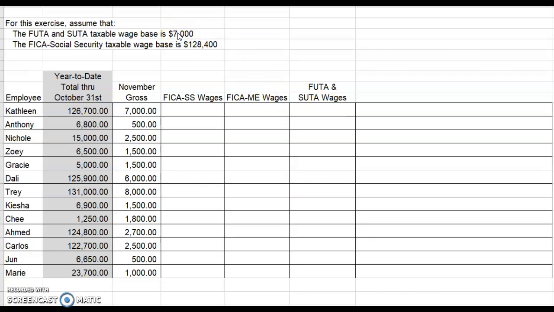Let's take a look at the schedule. We are given the following information. The FUTA and SUTA taxable wage base is $7,000. The FICA Social Security taxable wage base is $128,400. We are given each employee's name, their year-to-date gross wage through October 31st, and gross wages to be paid for the month of November.